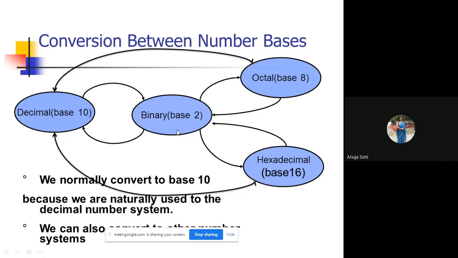Say you want to convert a number from binary to octal. What will be the mechanism in this case? First of all, you will have to convert from binary to decimal and then decimal to octal. This long route will have to be adopted, but again we do have shortcut methods also.